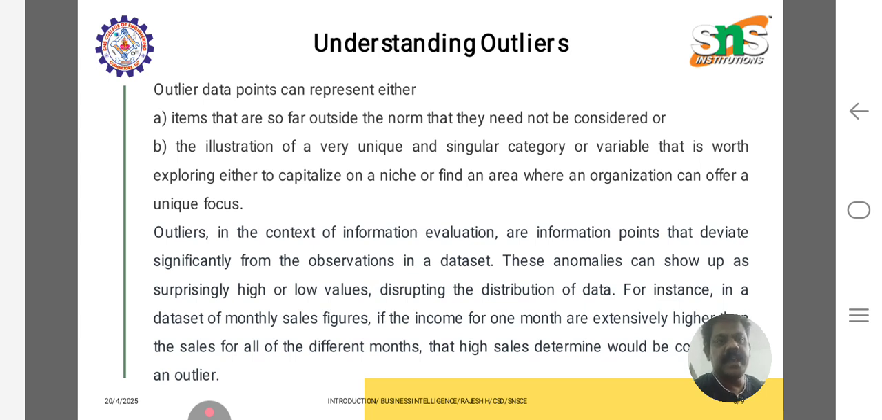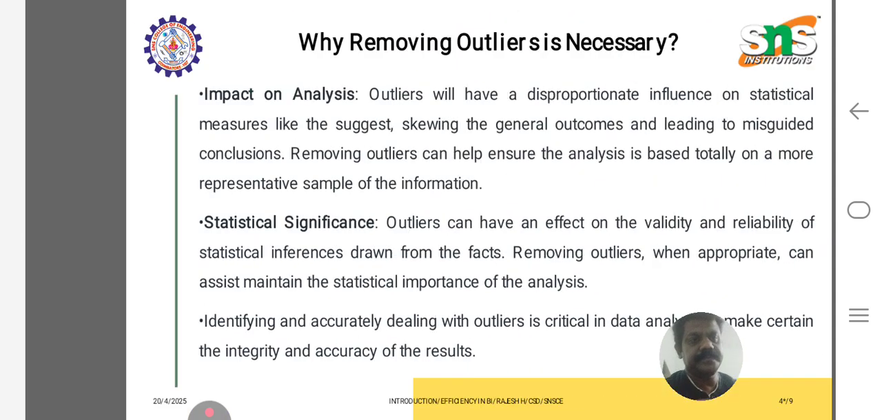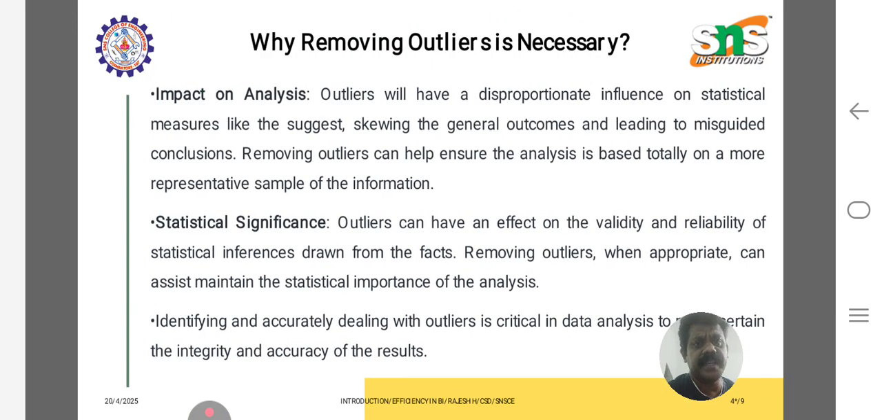For instance, in a data set of monthly sales figures, if the income for one month is extremely higher than the sales for all of the other months, that high sales figure would be considered an outlier. So why is removing the outliers necessary? It is one of the impact analyses where outliers have a disproportionate influence on statistical measures like the mean, skewing the general outcomes and leading to misguided conclusions. Removing outliers can help ensure the analysis is based on a more representative sample of the data.